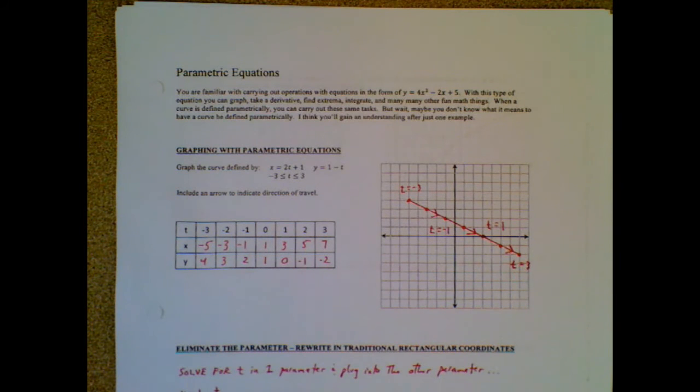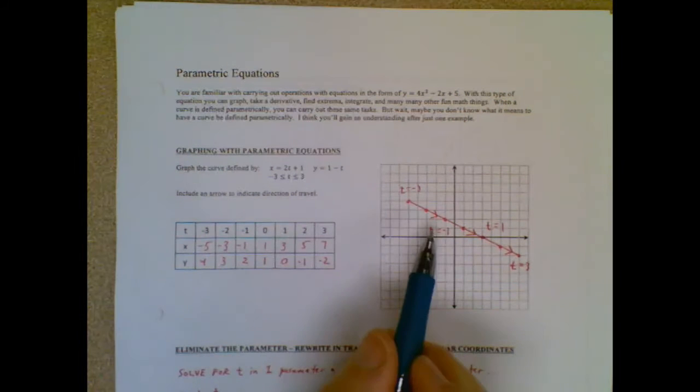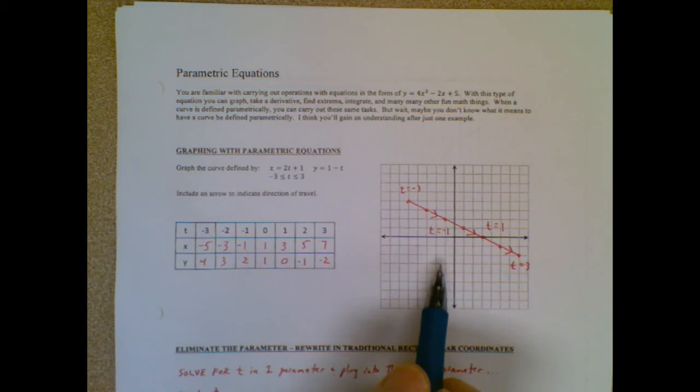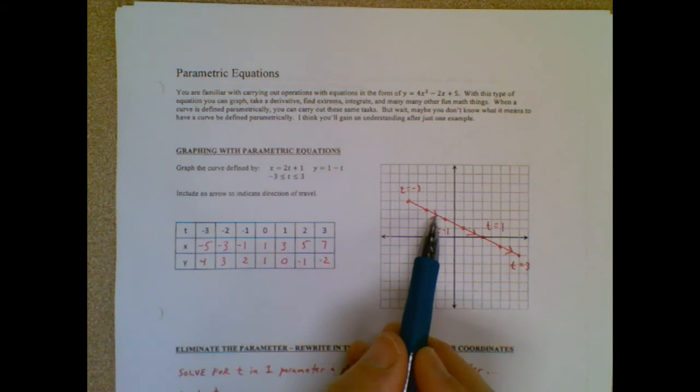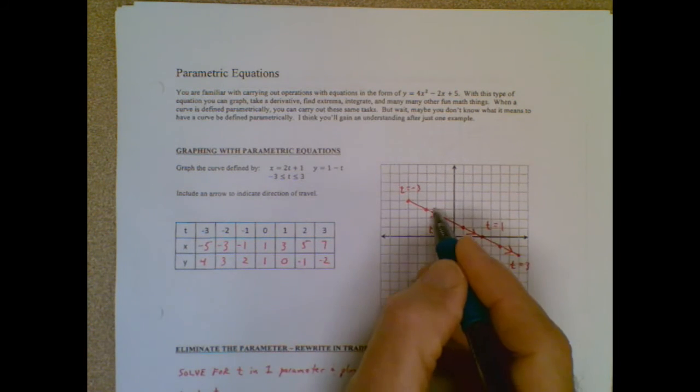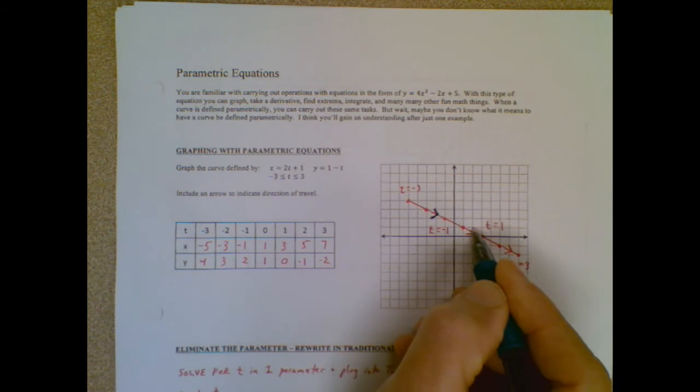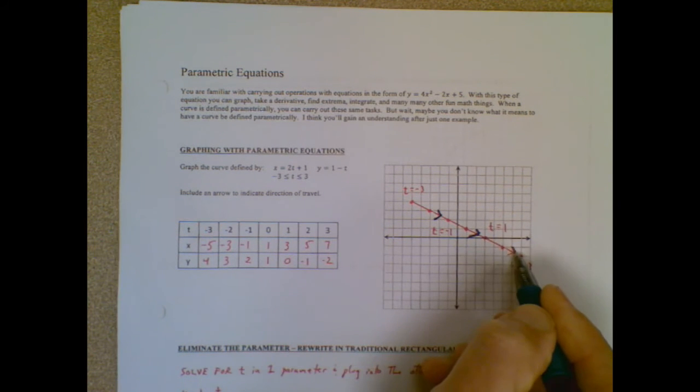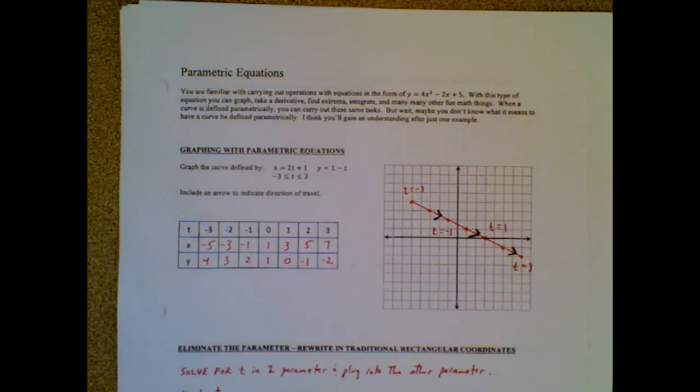Not very impressive in this case because it's just a line, just like good old Algebra 1. Well, a couple of things. If you're ever needing to go ahead and graph these, one thing that the AP test writers would want you to do is put in arrows to indicate the direction of travel or the direction that the curve is progressing as the parameter, in this case time, moves along.